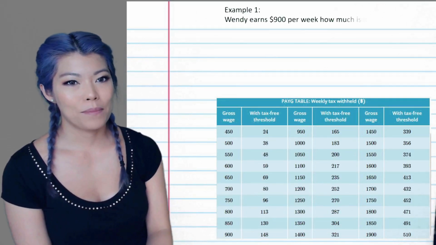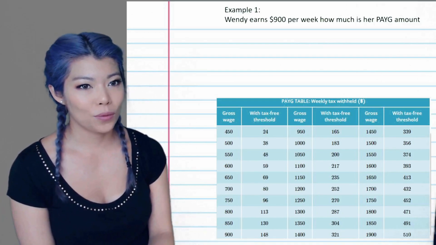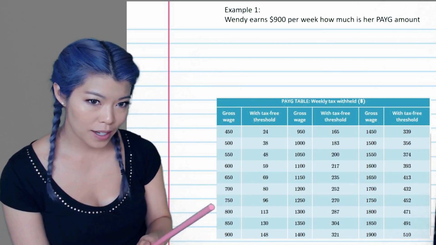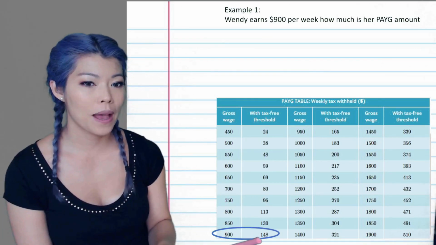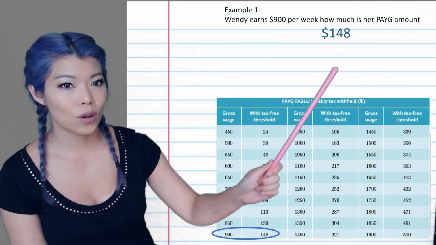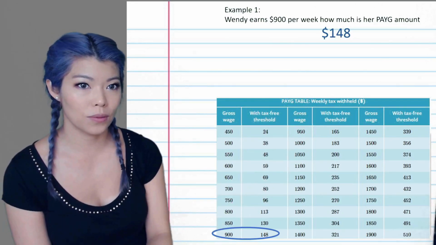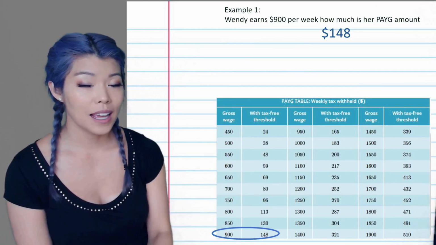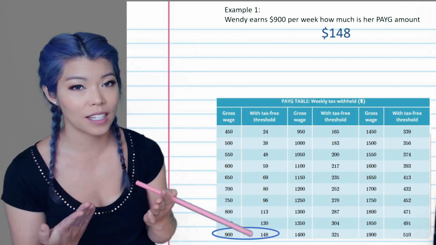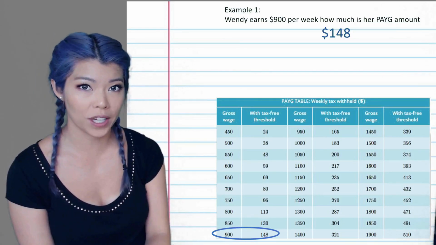So let's do an example. Wendy earns $900 a week. How much is her PAYG? So $900, let's look for it. It's here. So she has to pay $148 in taxes and Medicare fees, called PAYG, each time she gets $900. It gets deducted automatically, so she actually doesn't have to do anything. She'll just see it on her pay slip as minus $148.